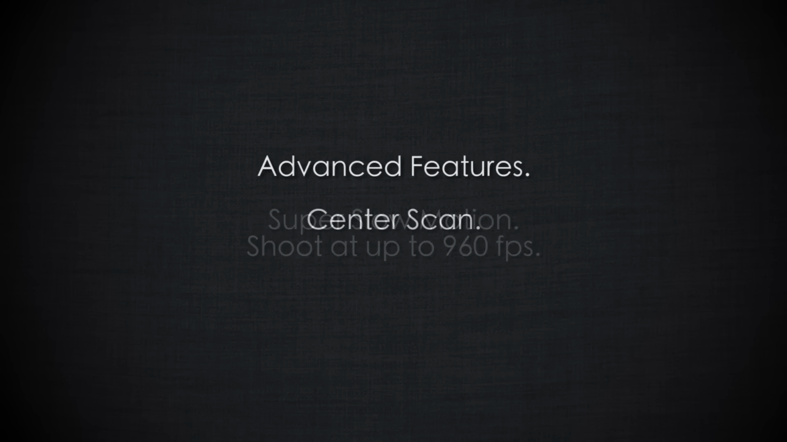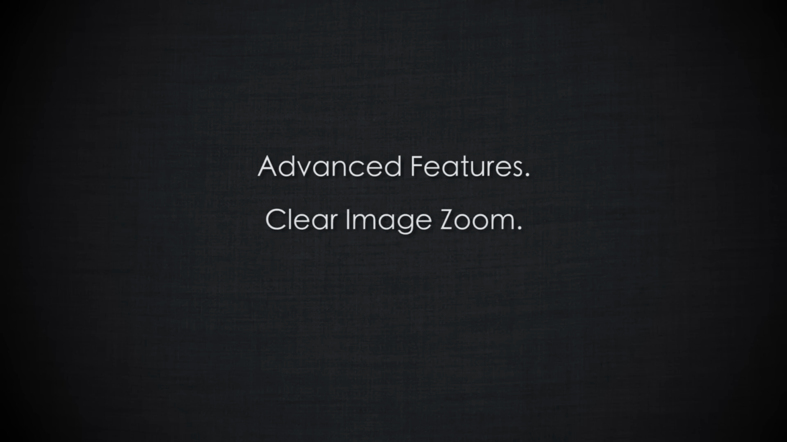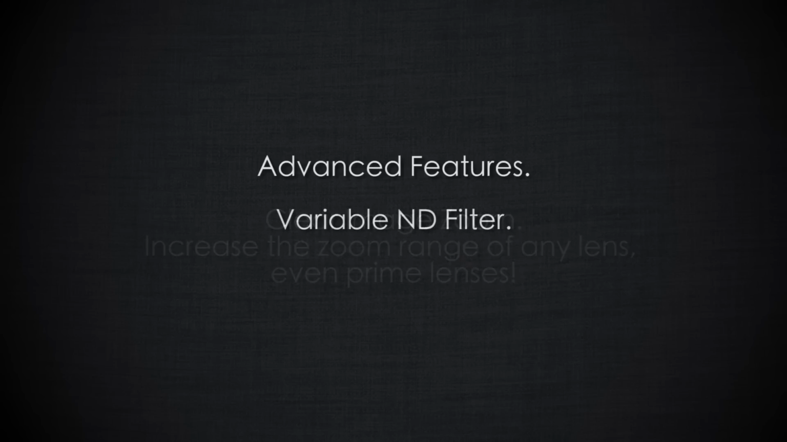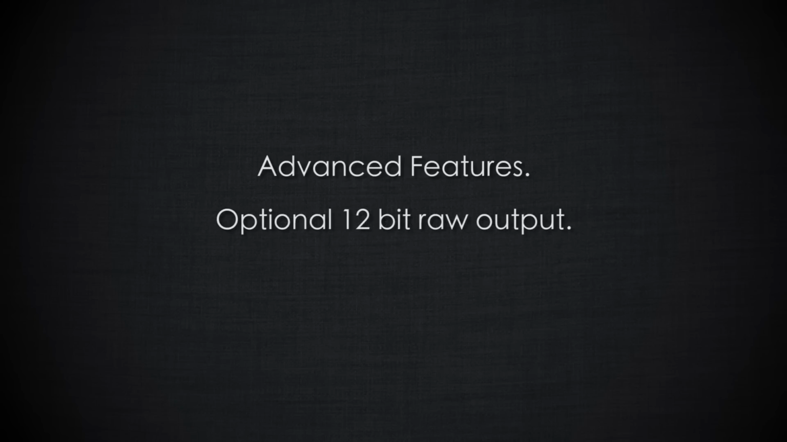You have center scan that allows you to use, instead of the full super 35mm sensor, a smaller super 16mm sized area. You have clear image zoom that allows you to increase the zoom range by up to 2 times with virtually no loss of image quality. You have the wonderful variable ND filter on this camera that allows you to control your exposure using the ND filter very precisely.